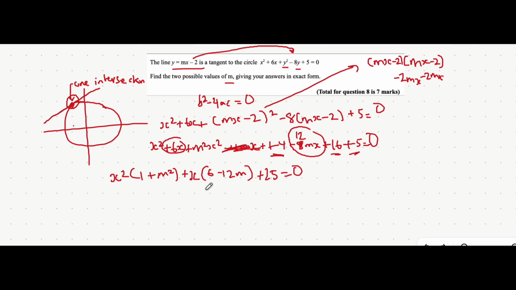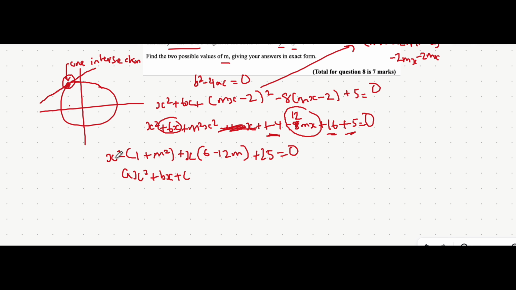There's only one point of intersection where the line is equal to the circle, because remember we put the equation of the line into the equation of the circle. We also know that all quadratics are in the form ax squared plus bx plus c. A is the coefficient of x squared, or the whole term before x squared, which is 1 plus m squared. B is the coefficient of x, in this case that's 6 minus 12m.